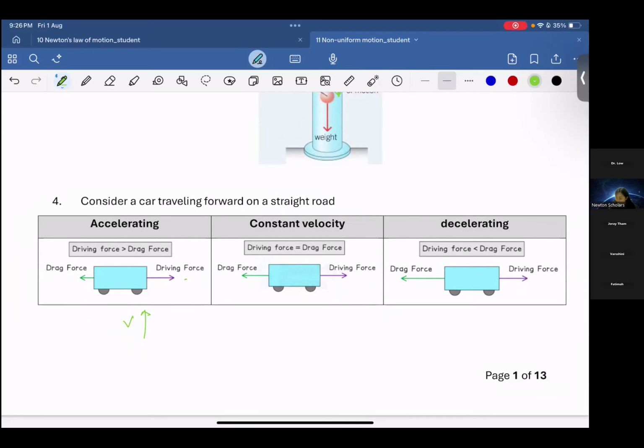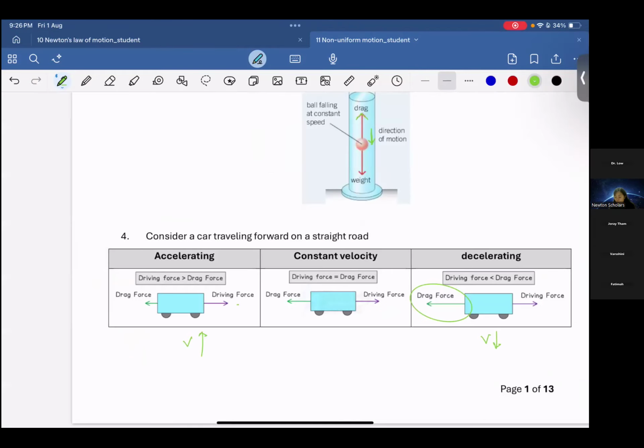Then if, let's say, the drag force is greater than your driving force, the thrust force moving forward, then this case will be deceleration. It means that it slows down. So all of this is related to the drag force.